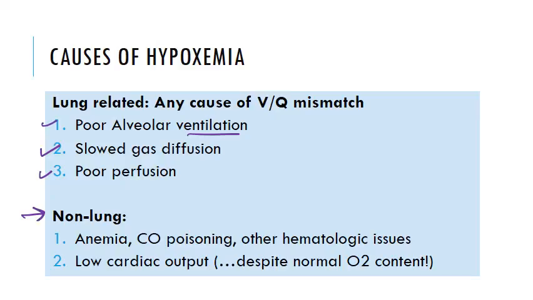A few examples include anemia, carbon monoxide poisoning, and other types of hematologic disorders that can impact oxygen transport, things like sickle cell anemia, for example. In times of low cardiac output, as seen in the spectrum of systolic and diastolic heart failure, oxygen just isn't being transported due to low ejection fraction. This is frequently called a low output state.